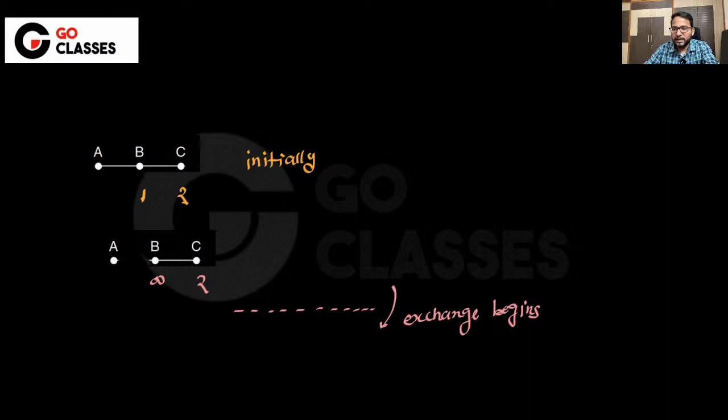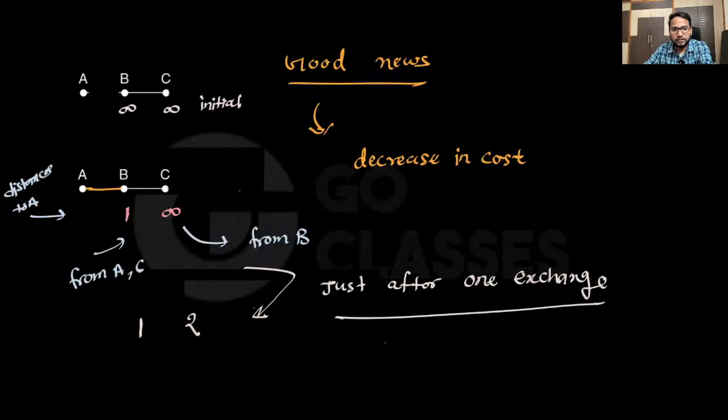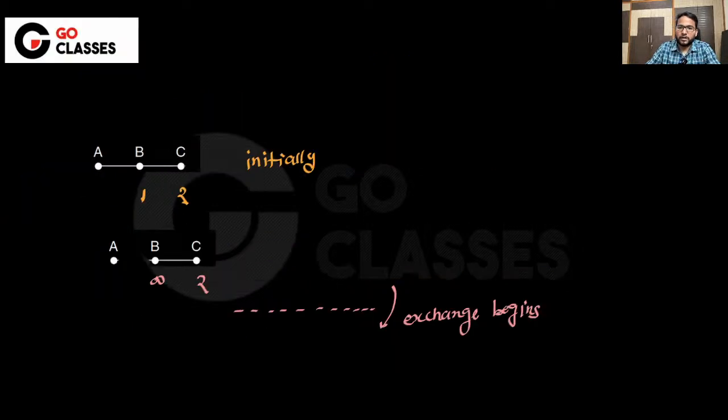Please clear once again why for C it is 2. Which one? This one. Because C is getting a vector from B, and since it is 1, it is getting a vector from B only. B is advertising 1 and the link B to C itself is 1. Then it will be 1 plus 1, which is 2. Right? Okay. So I hope that is fine.